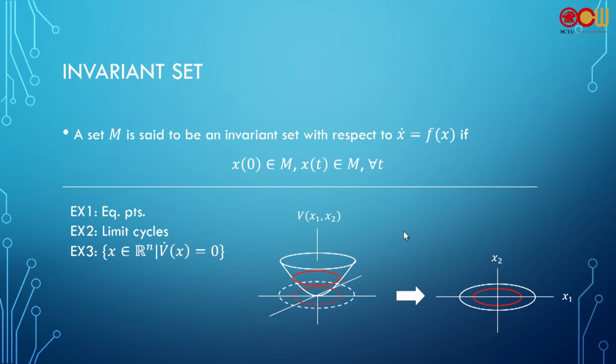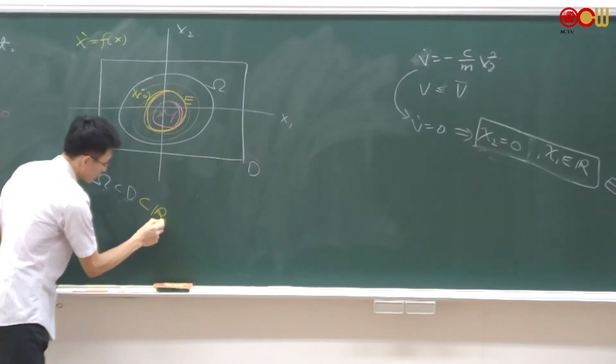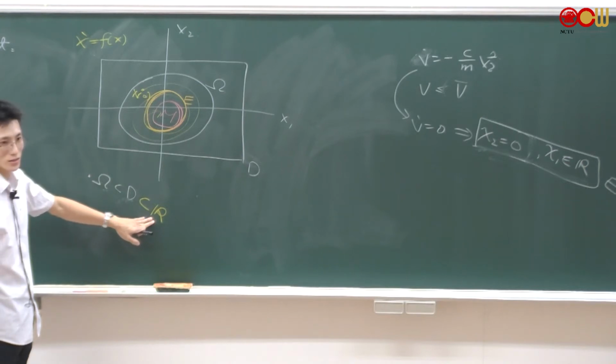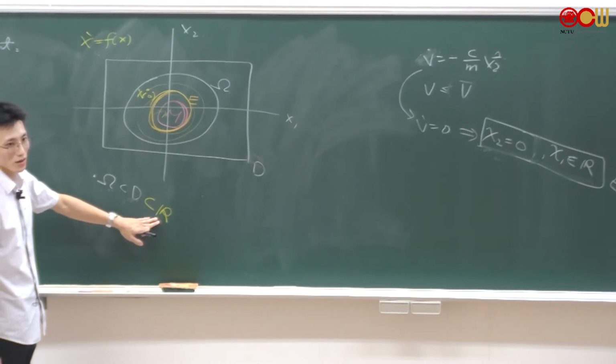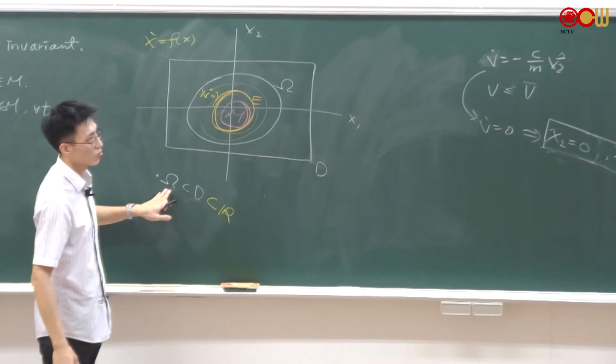Omega belongs to D, is in D. D could be in R. This is the largest set, any real number. Okay, because omega had to be compact.